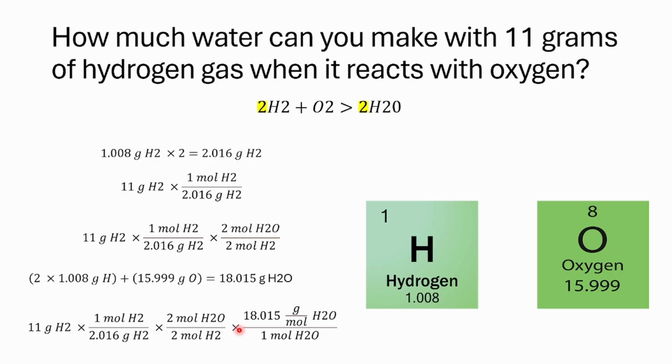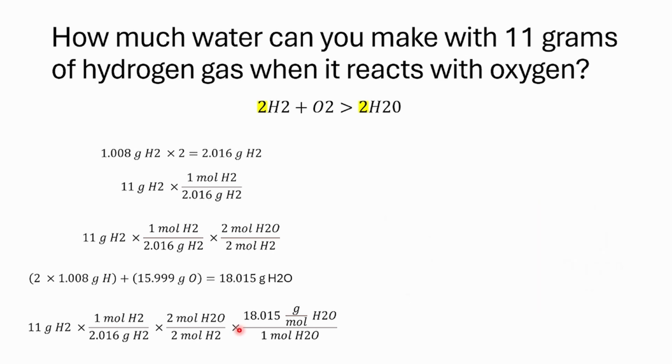I like to keep it in this format all the way through, type it all on my calculator at once. So at this point, I would be typing it into my calculator, and usually the answer comes out. Your chemistry teacher always wants two significant figures and scientific notation. So the answer comes out to 9.8 times 10 to the 1 grams of water.